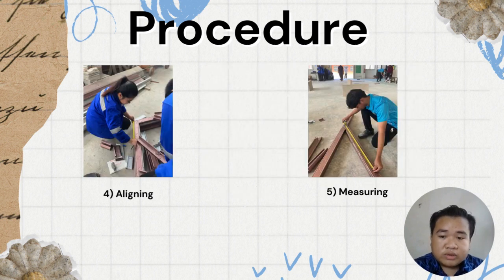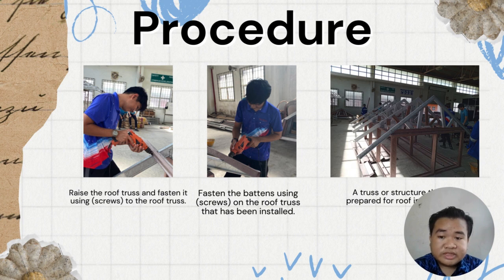And then we need to align them and measure them to make them stable and balanced on each side. Lastly, raise the roof truss and fasten it using screws. Fasten the battens using self-drilling screws on the roof truss that has been installed. And lastly, the roof truss structure has been prepared.